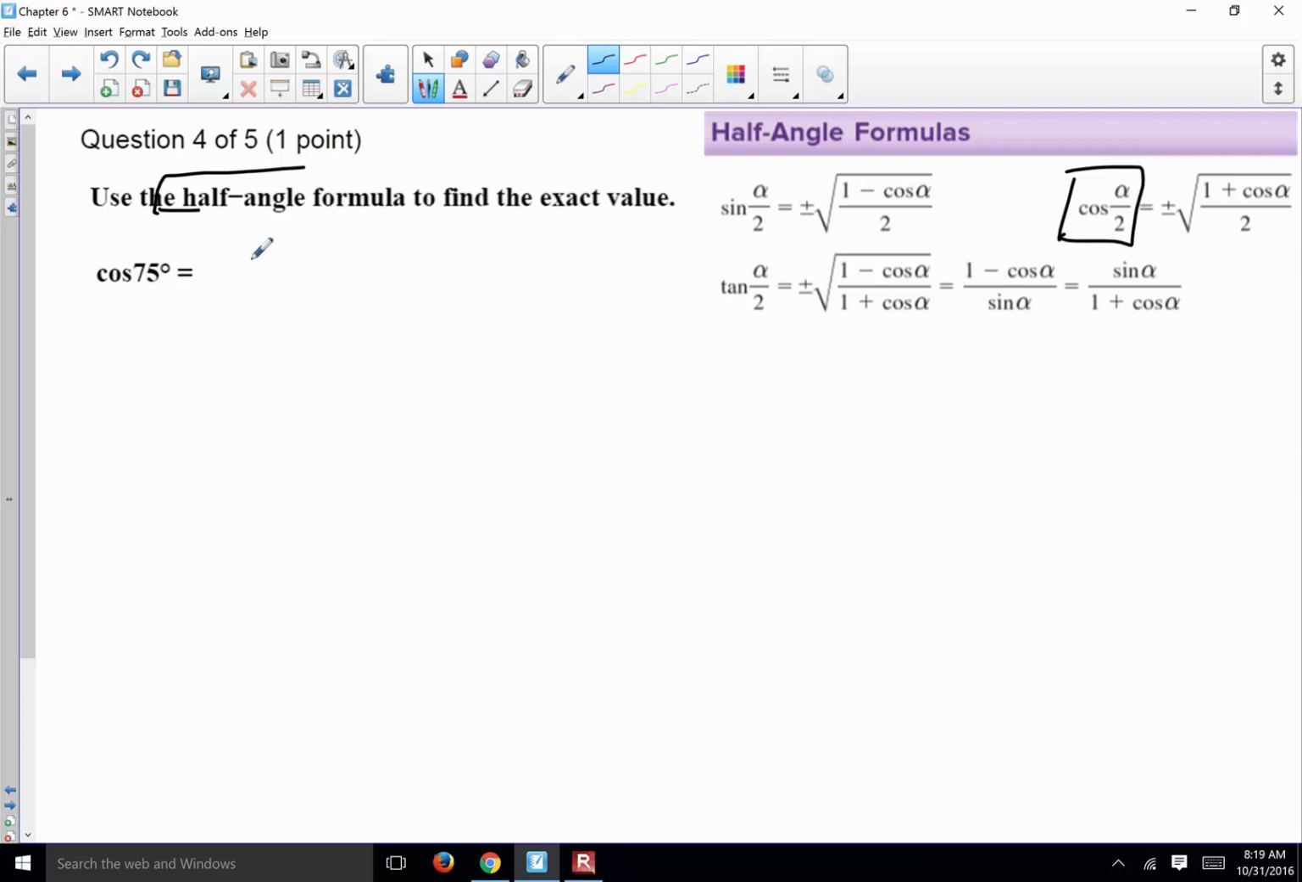It says put plus and minus and square root 1 plus cosine. Look, whatever the quantity here, you're taking twice of it, twice. So I see 75 here. What am I gonna put here? What is the number here?